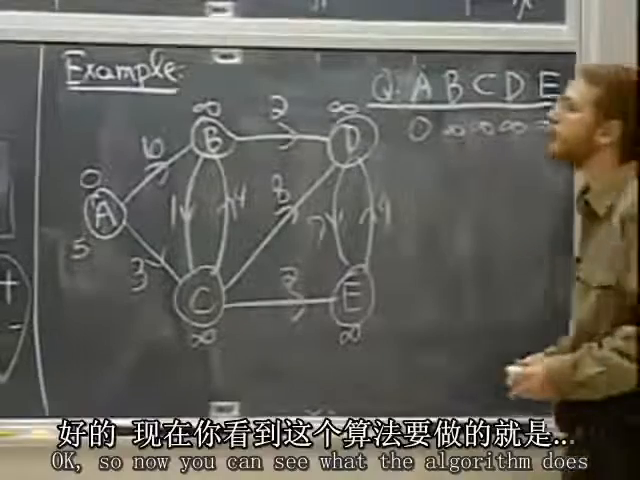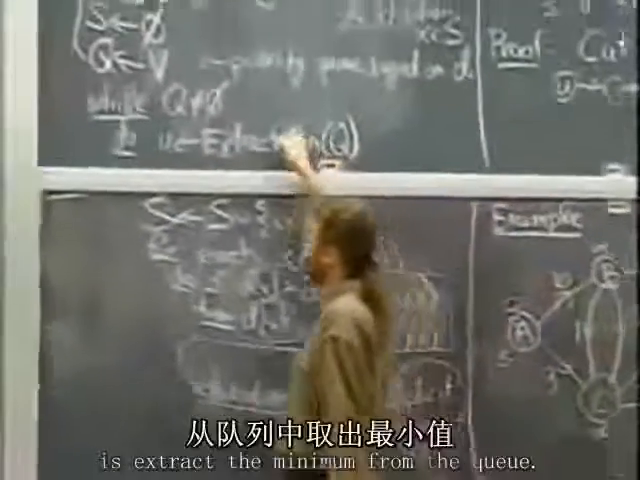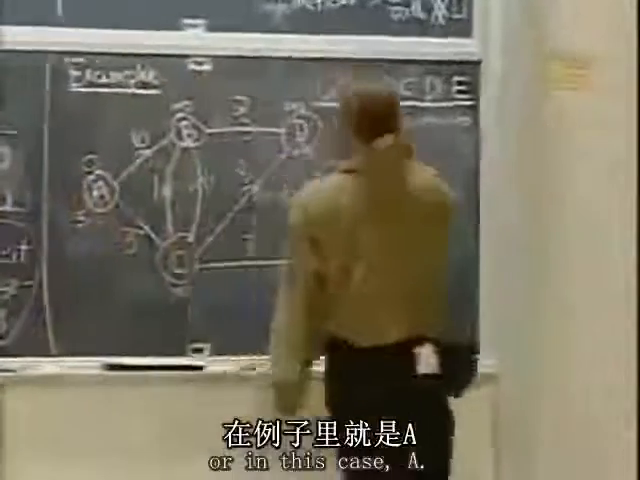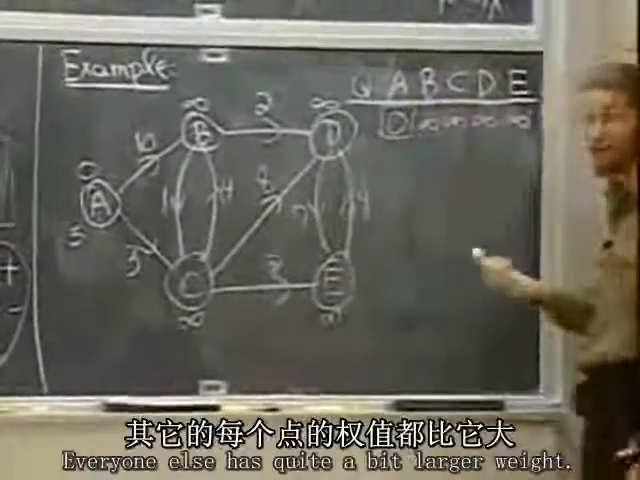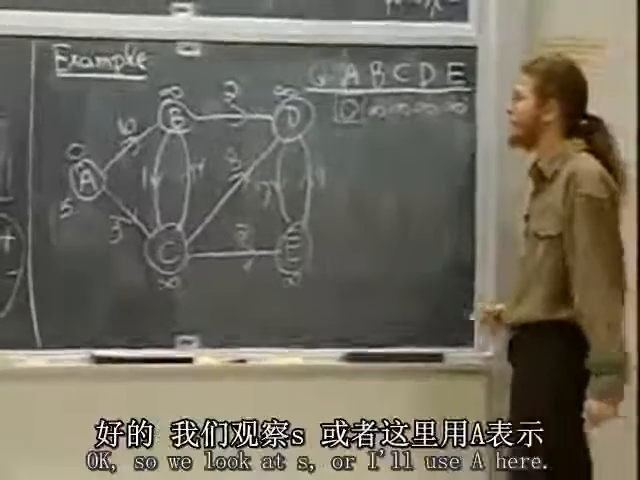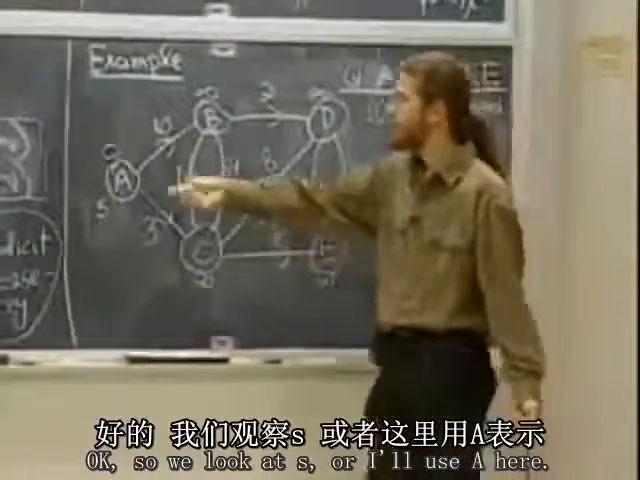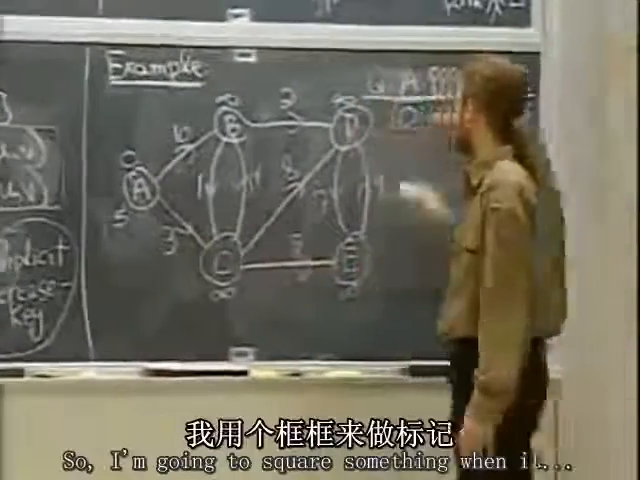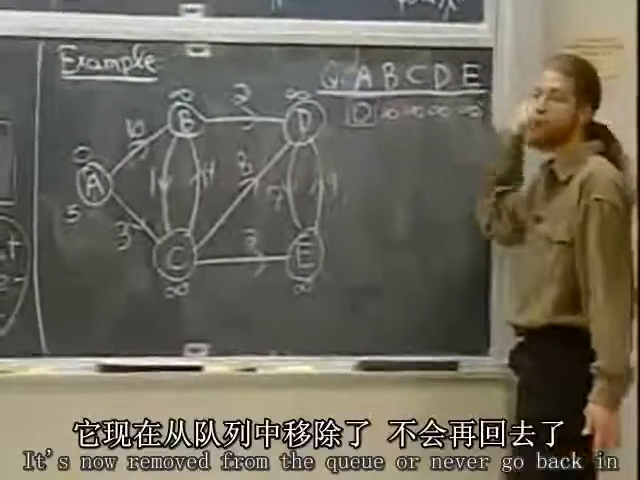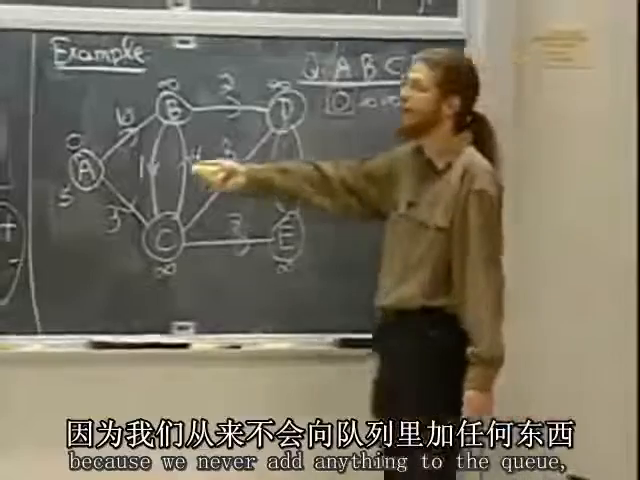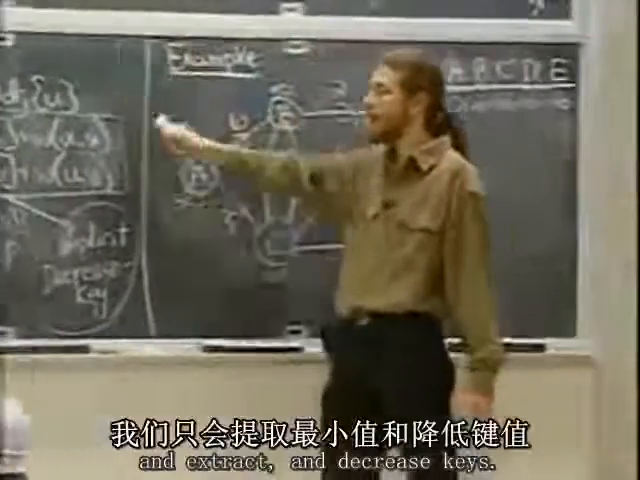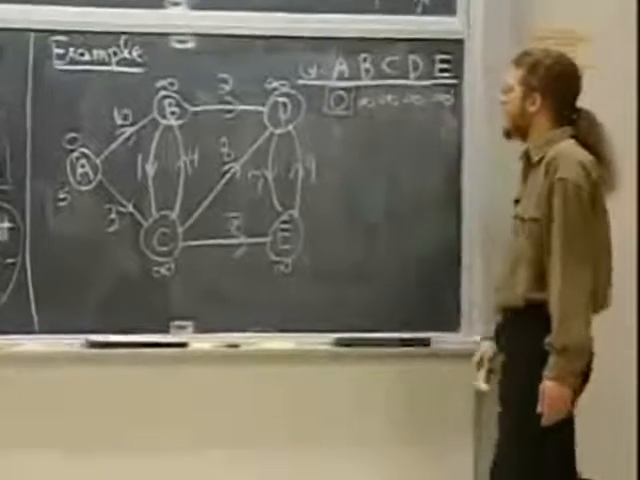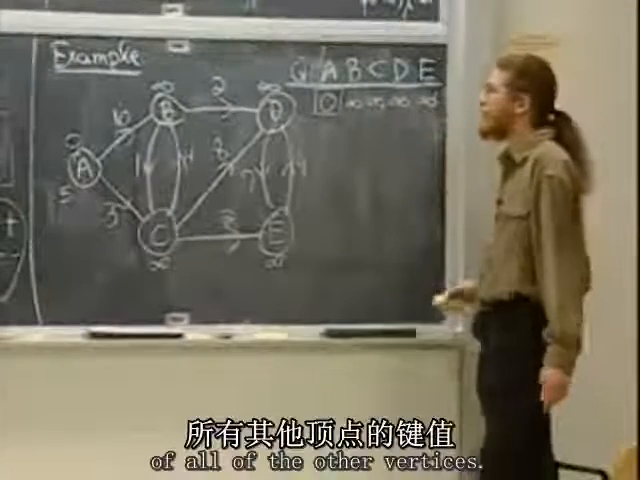Now you can see what the algorithm does is extract the minimum from this queue. And given our setup, we'll definitely choose S, or in this case A, because it has a weight of 0, everyone else has a quite a bit larger weight. So we look at A, we add A to our set S, so I'm going to square something when it's now removed from the queue. It will never go back in, because we never add anything to the queue. We start with all the vertices and extract and decrease keys, but we never insert. So A is gone.